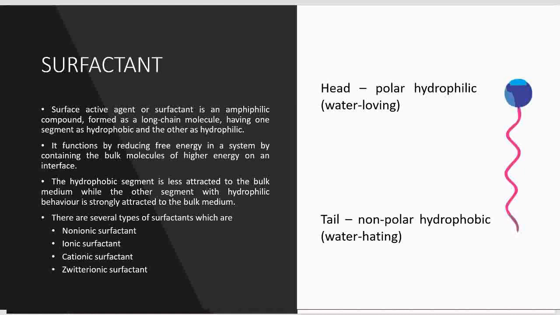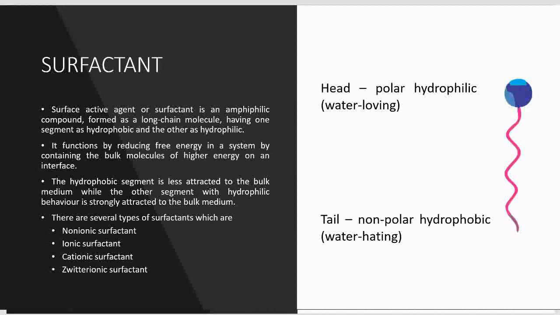Surfactant, on the other hand, is a surface active agent. It is an amphiphilic compound formed as a long chain molecule, having one segment as hydrophobic and the other as hydrophilic. It functions by reducing the free energy in the system by containing the bulk molecules of higher energy on the interface. As you can see in the figures, surfactants have two segments, the head and the tail. The head is the polar hydrophilic, which is water loving, and the tail is non-polar hydrophobic.